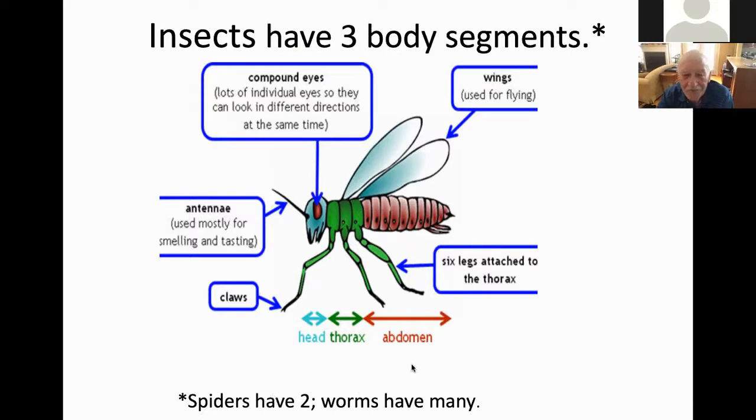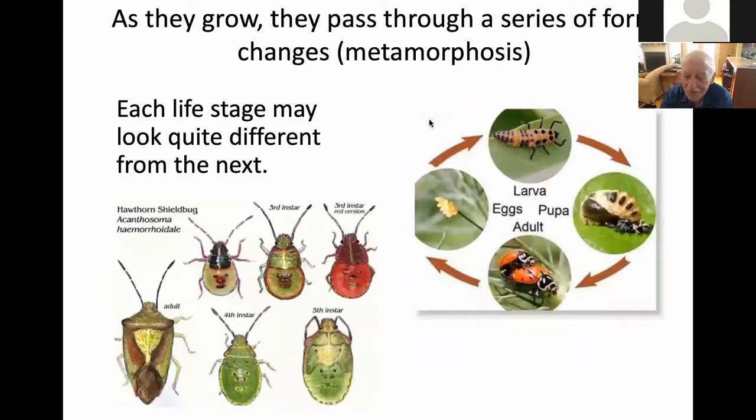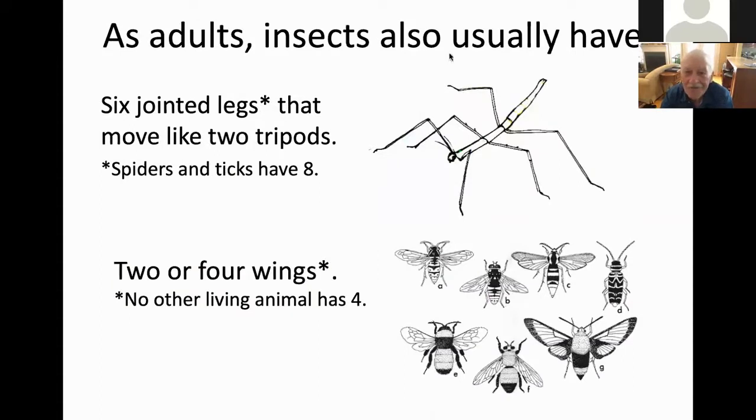Spiders, by the way, have 2 body regions, and worms, as you probably know, like the segmented worms, have many segments. Okay, so as adults, insects also have 6 jointed legs that typically move in alternating tripods. So if you were to have a walking stick and let it walk across, the front leg and the back leg on one side and the middle leg on the other forms a sort of a tripod, and that tripod alternates with this other tripod of the front, back, and middle of the other side as they walk along. So that's how they basically move when they walk.